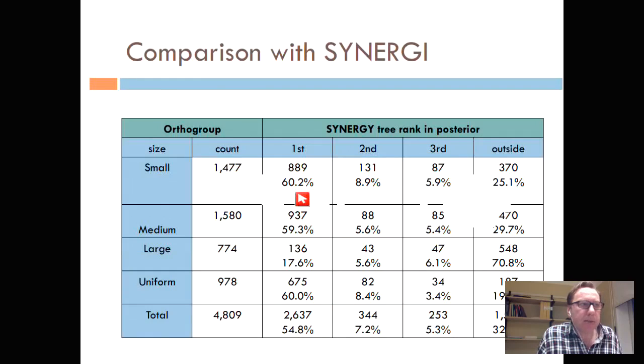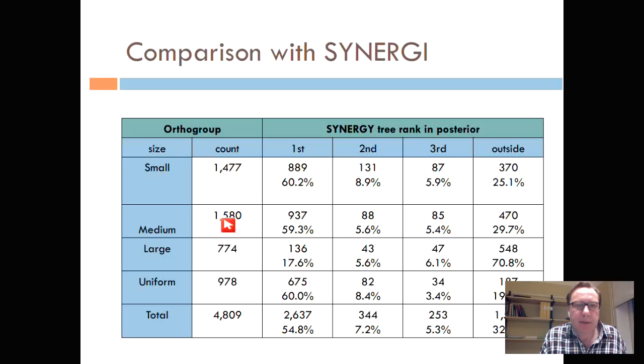Okay, here's the comparison with SYNERGI. Wapinski et al. classified their families into small, medium, large, and uniform. The uniform are families of the type where there's exactly one member of the gene family in each of the 17 species in the species tree. The small are simply gene families with up to, I think it's between 7 and 10 members. Medium is 10 to 17, but not including the uniform, and large is above 17.